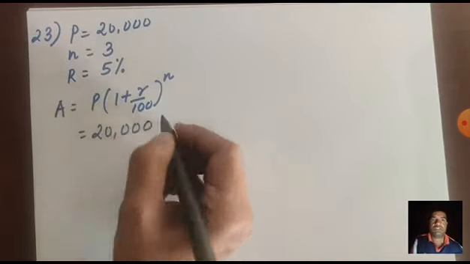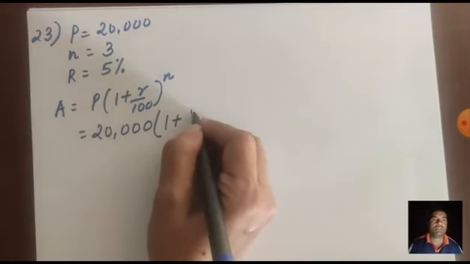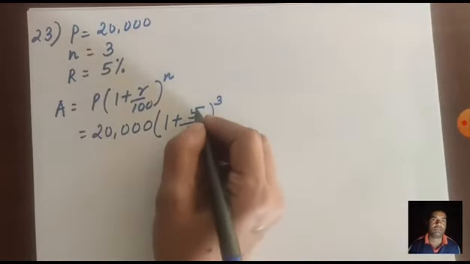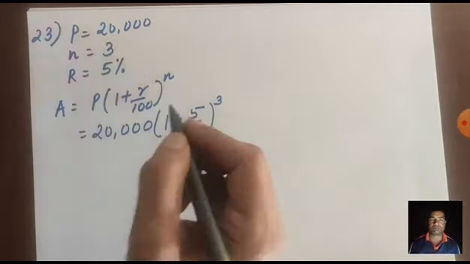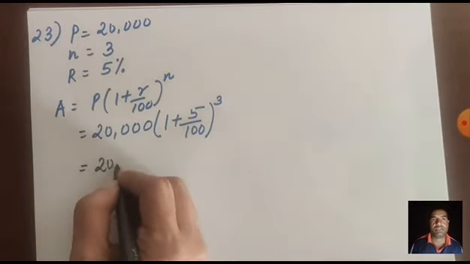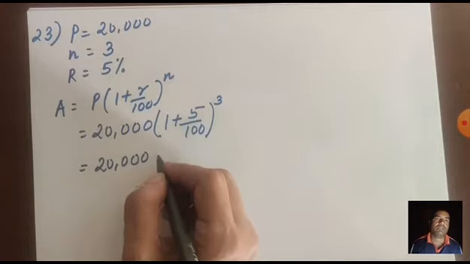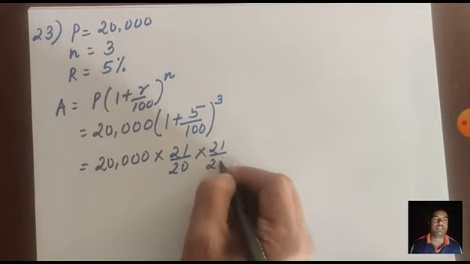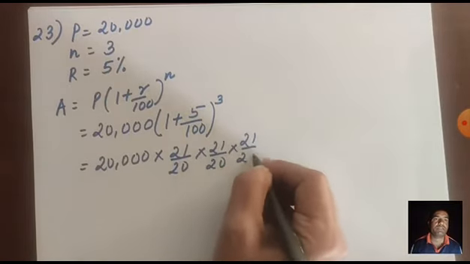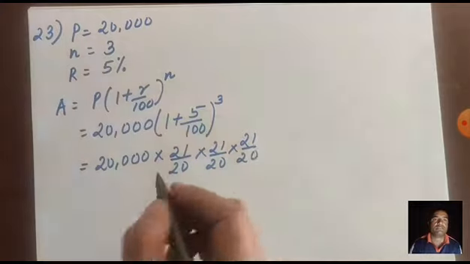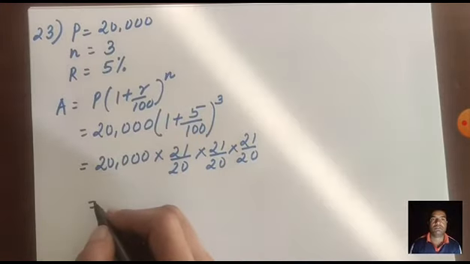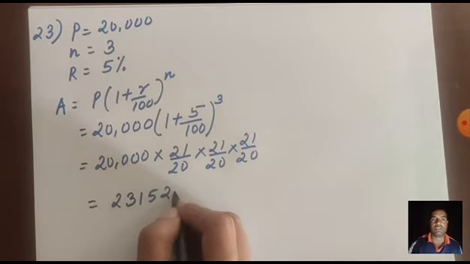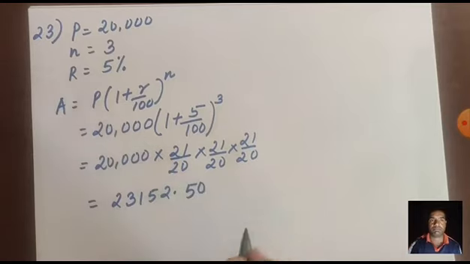Then 20,000, P is 20,000 into bracket 1 plus r, which is 5 upon 100, raised to the power 3. Then you can solve it. 21 upon 20, we have already solved it in the last question. 21 upon 20, so 20 can be cancelled from here now. After doing the calculation, we will get the answer 23,152.50.